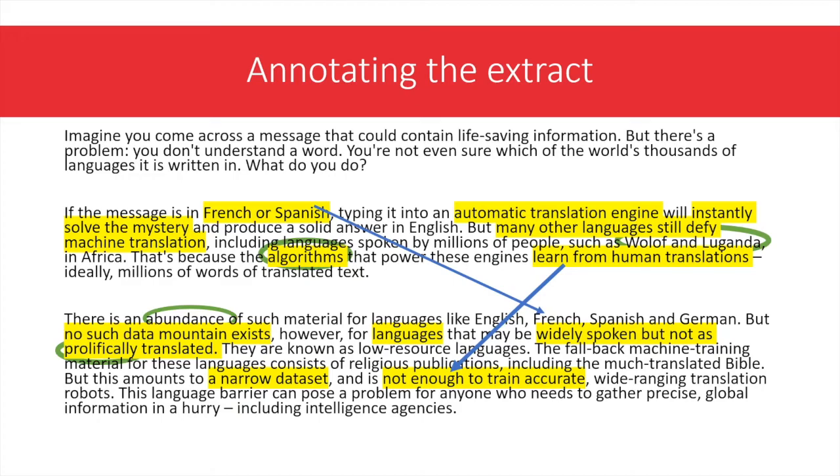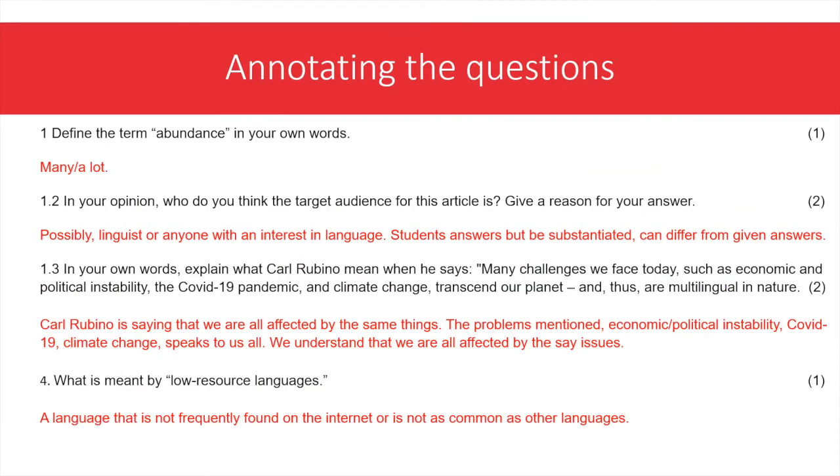We will do step 5, annotating the questions, in the next slide. Step 5, annotating the questions. You will see over here, number 1, define the term abundance in your own words for 1 mark. I would have liked you to highlight define the term, and then also in your own words.